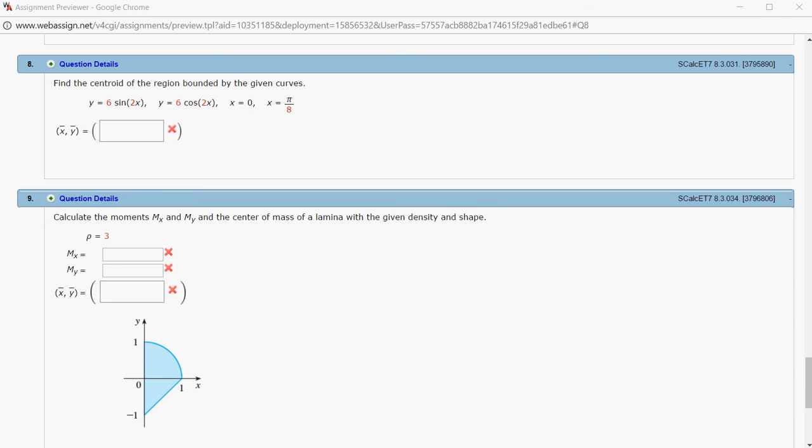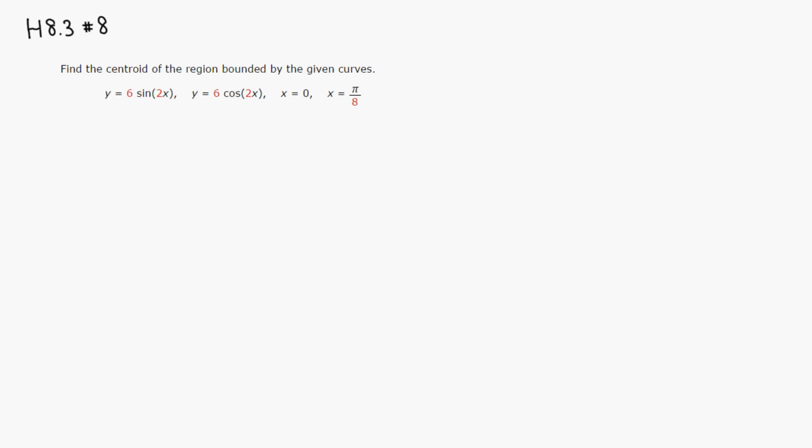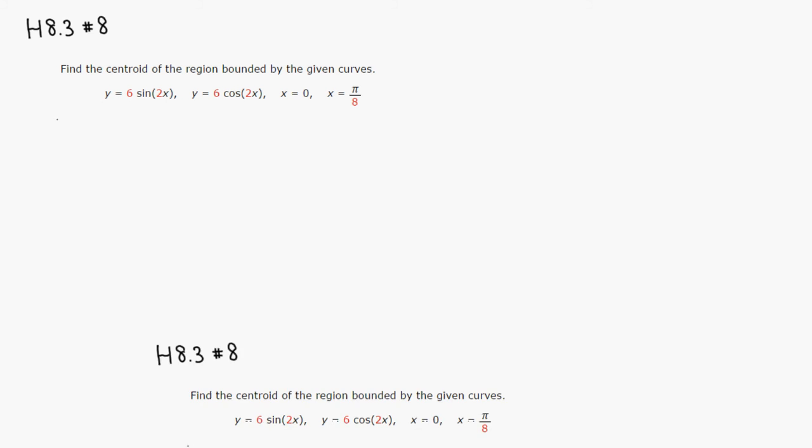All right, let's look at homework 8.3, problem number 8. We want to find the centroid of the region bounded by these sine and cosine curves. So let's do that. Let's draw a picture first.